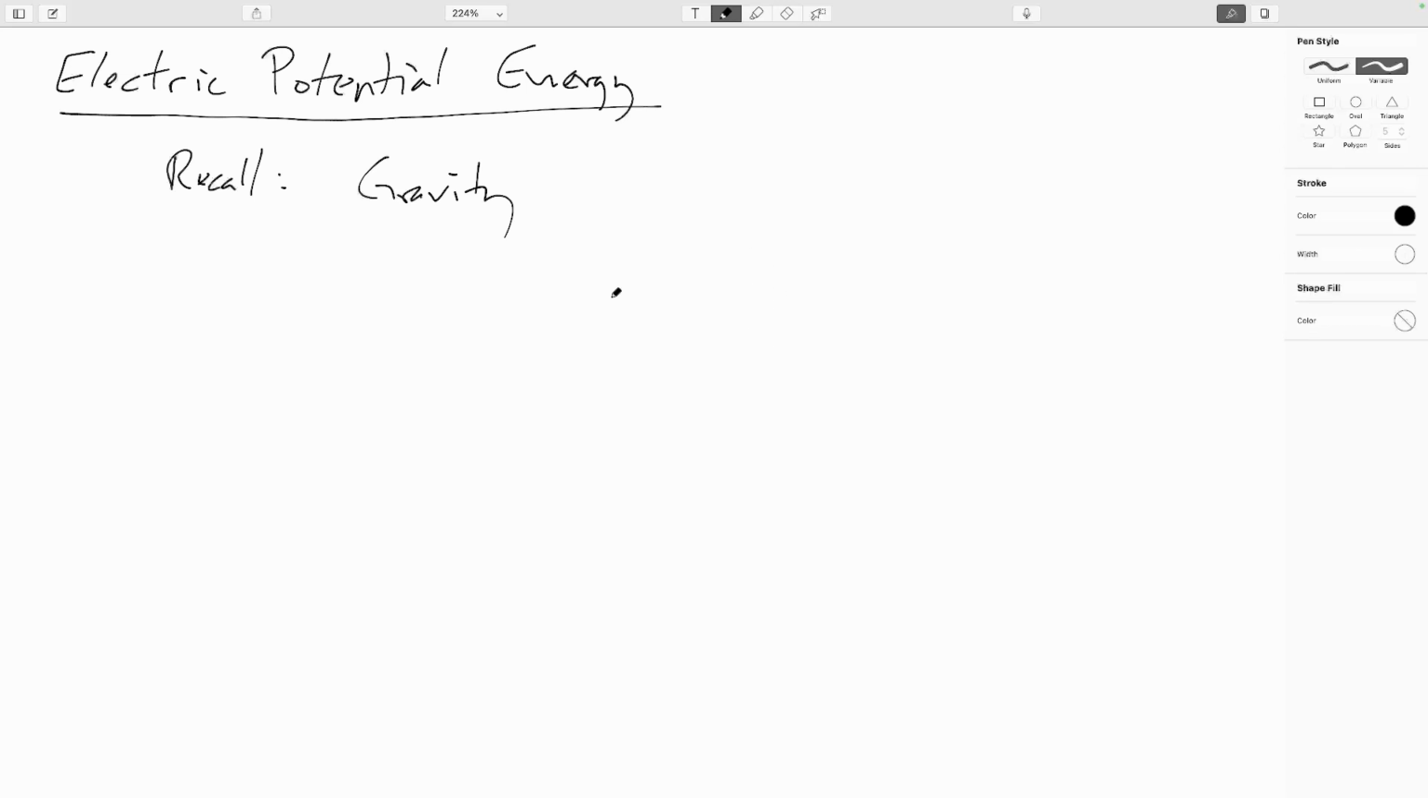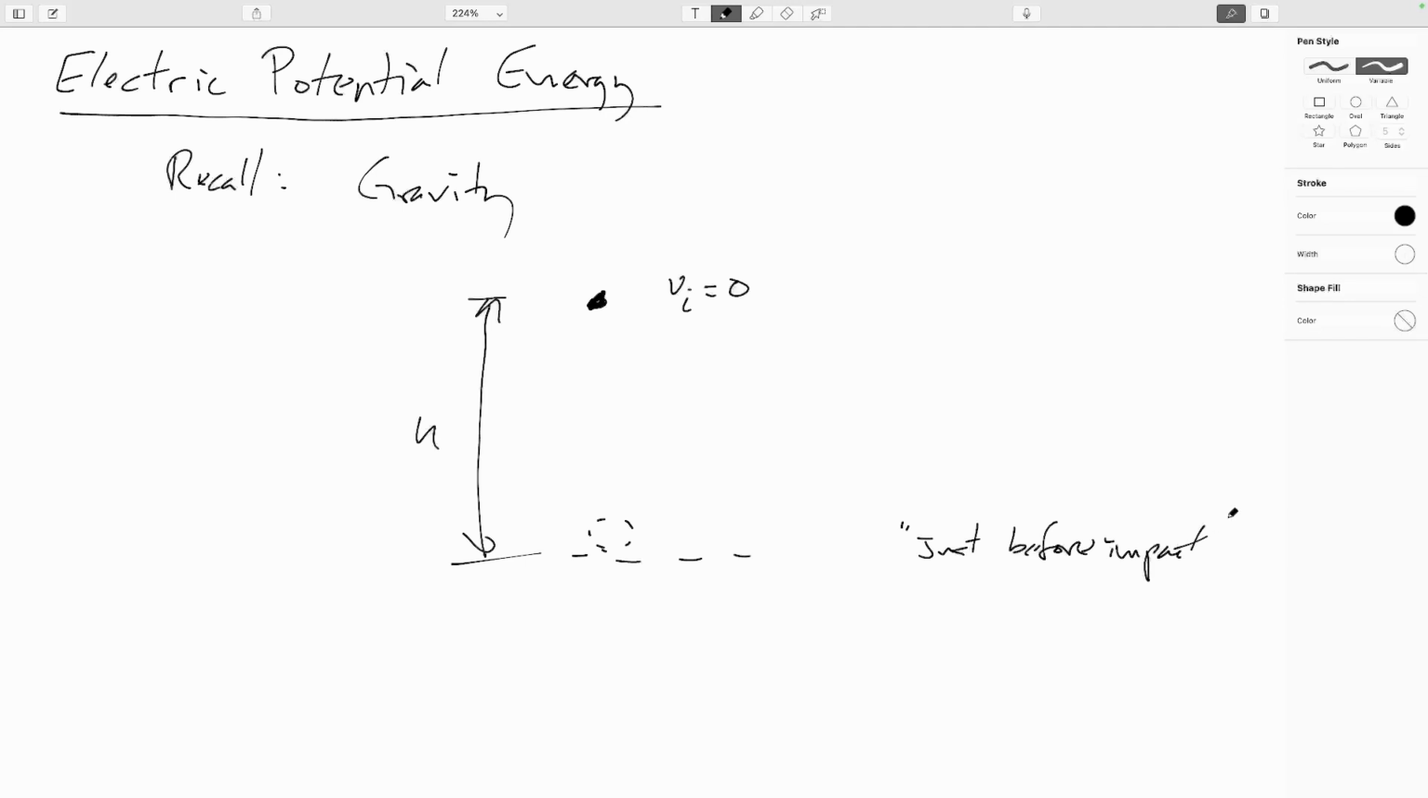So just real quick here, I'd like you to imagine a situation where I've got a rock. It's just sitting there, initial speed 0, at some height h above the ground. And what I want to know is if I let the rock go, just before impact, what is v final equal to?